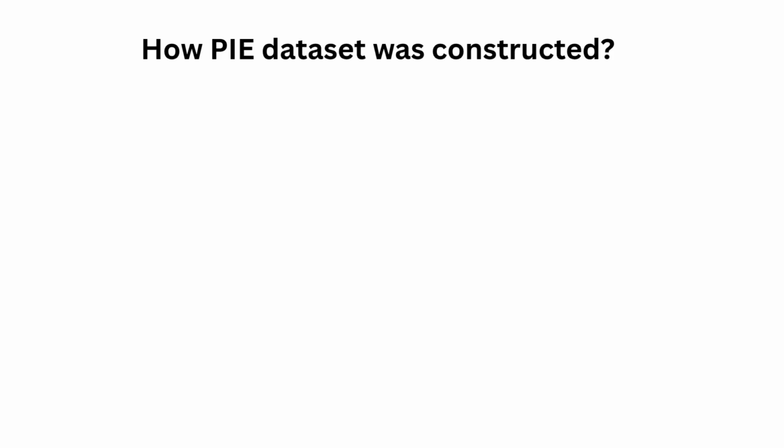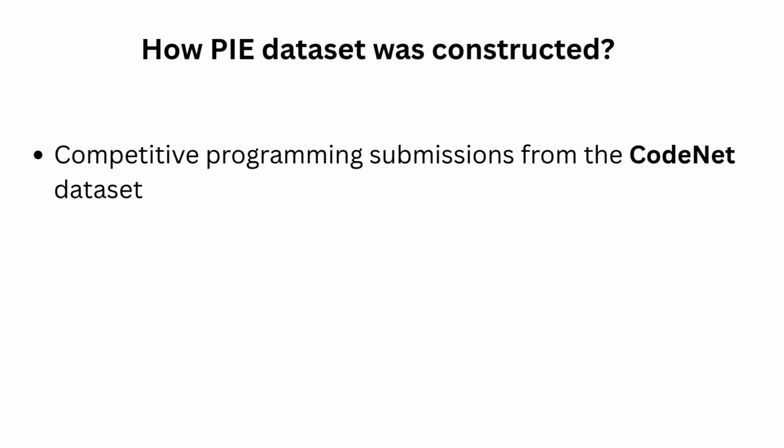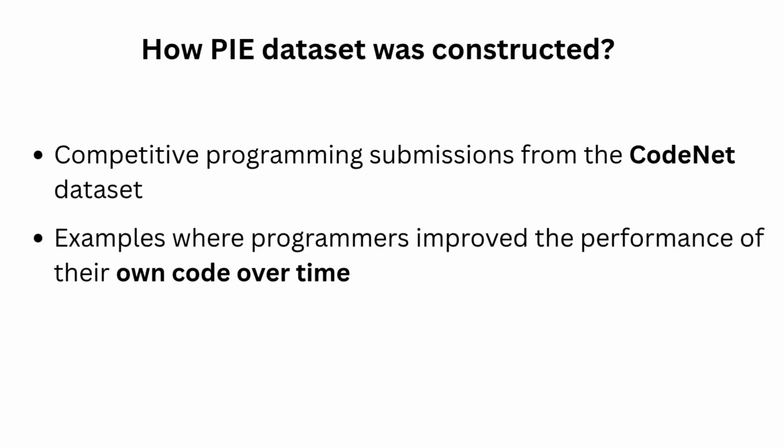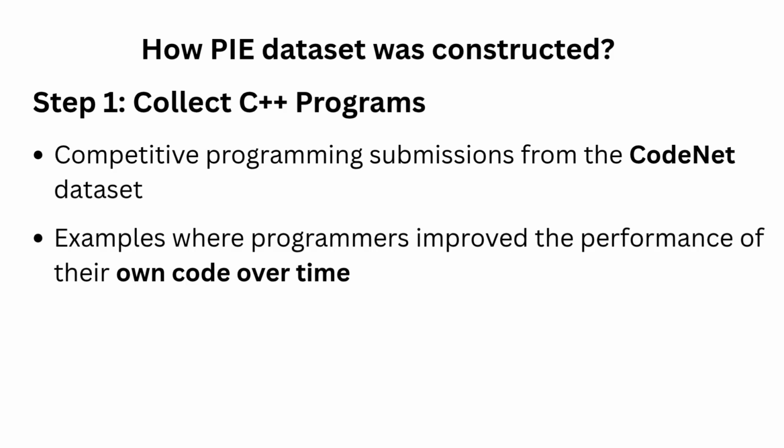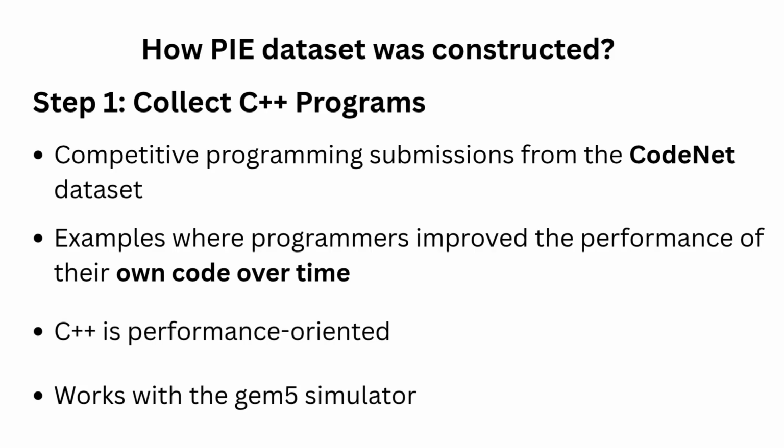Now moving on to how the PIE dataset was constructed. The authors built the dataset using competitive programming submissions from the CodeNet dataset. The goal was to collect examples where programmers improved the performance of their own code over time. So step 1 was collect C++ programs. The reason was C++ is performance-oriented and it works with the GEM5 simulator.